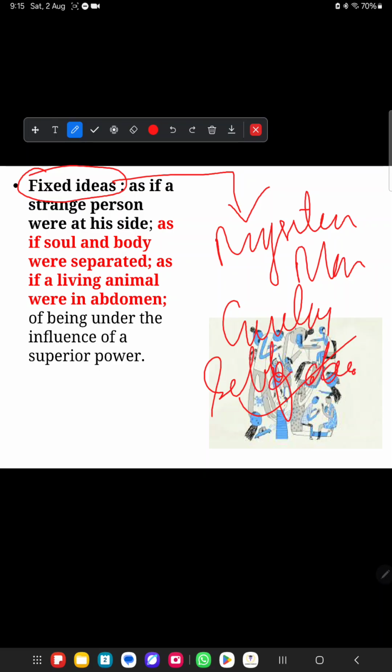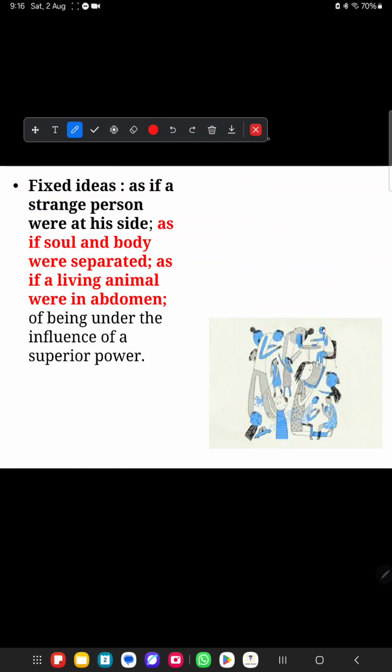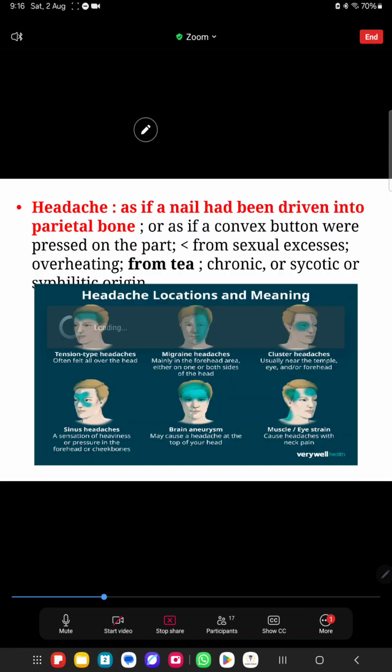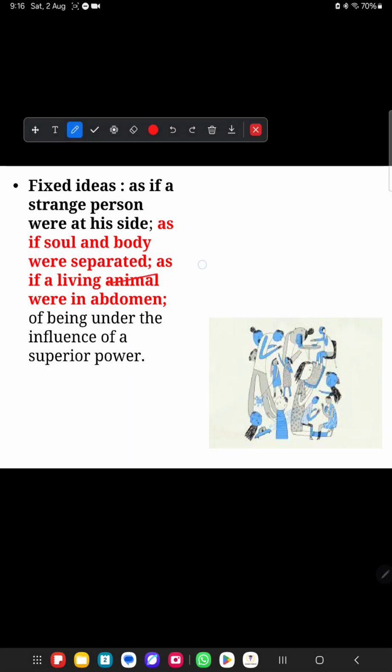Why? Because this patient has performed so much sexual intercourse with so many people, and that's why he is suffering from gonorrhea. And if you're finding this symptom, then we can think about this medicine. Just try to remember. But these symptoms we can correlate with another medicine.